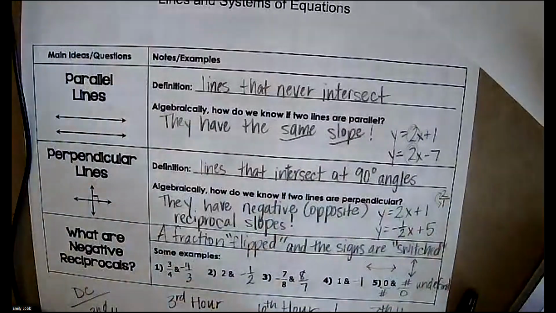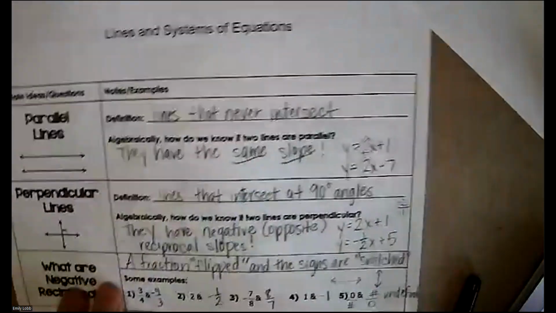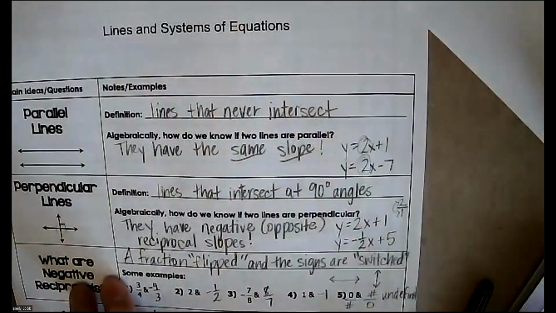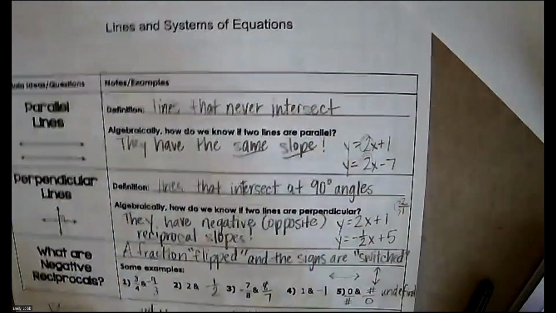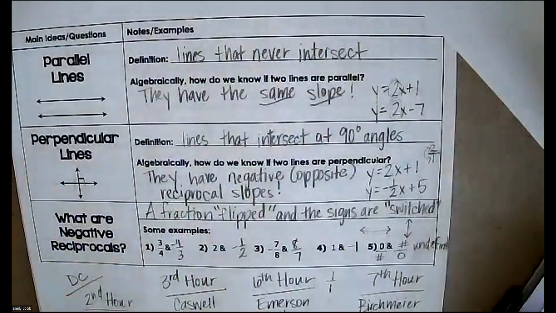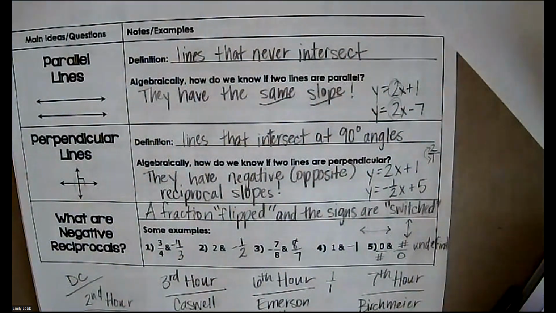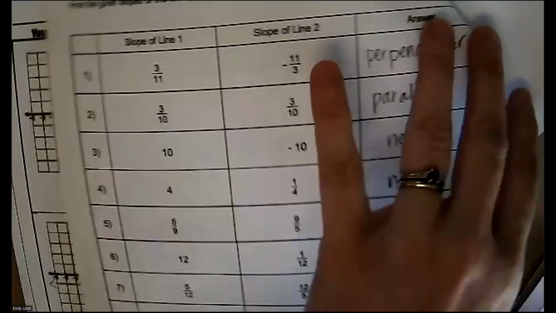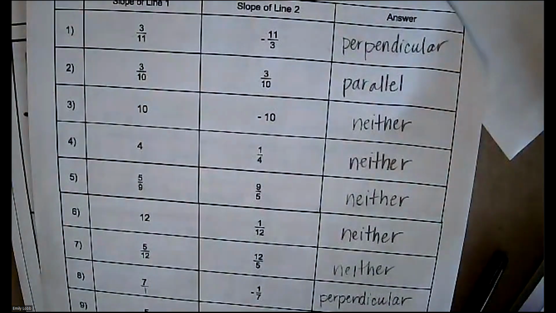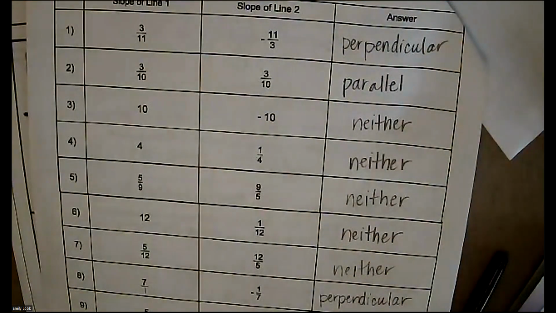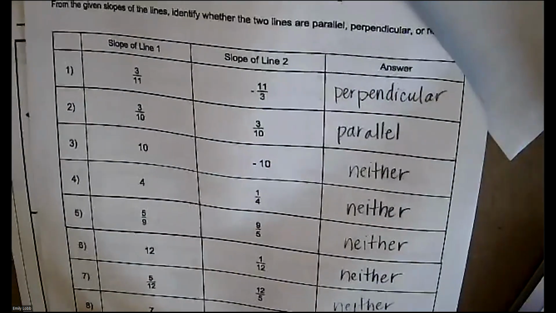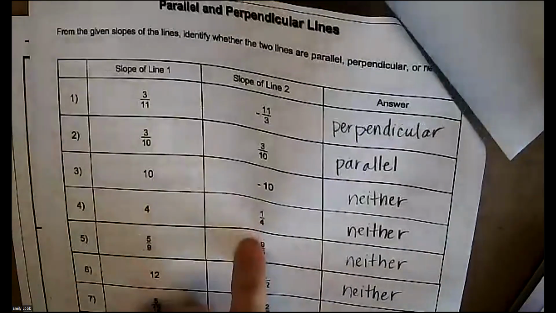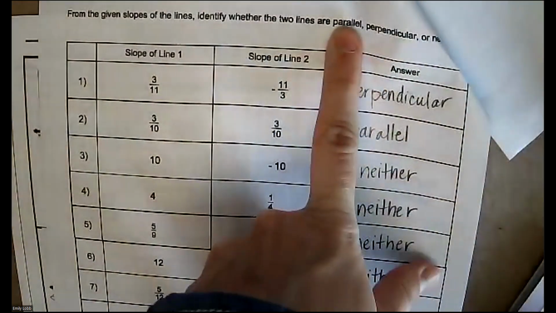So I am just kind of going to walk you through remembering what we did because it has been a bit. I was on page 2 in your packet where you're given slopes and have to tell whether they are perpendicular, parallel, or neither. You will have problems like this. Remember, parallel, they're the same.